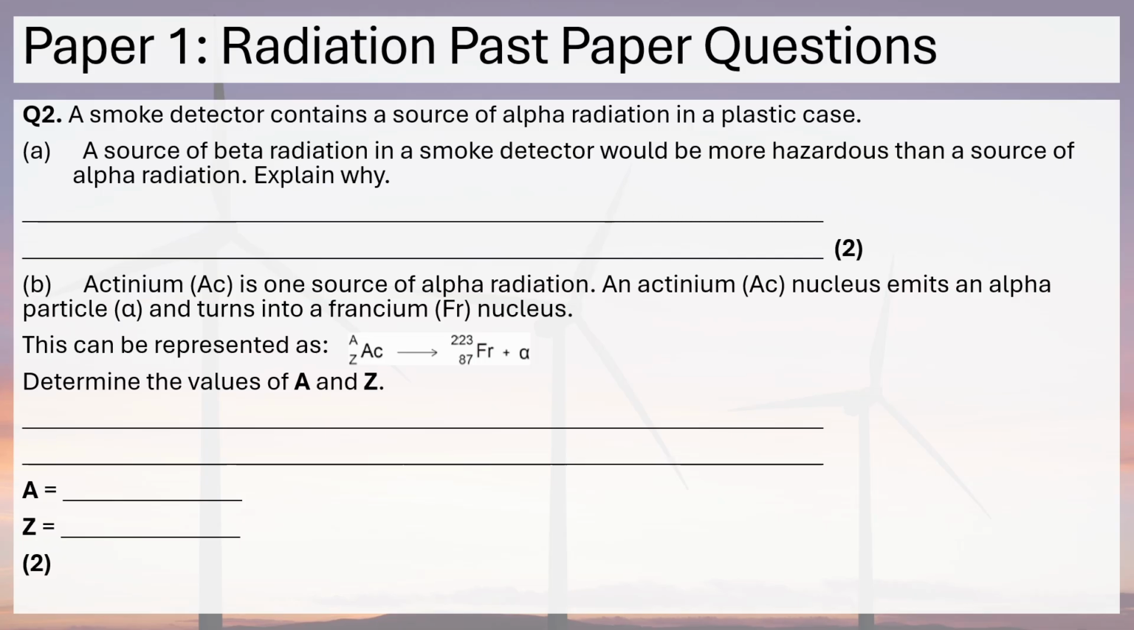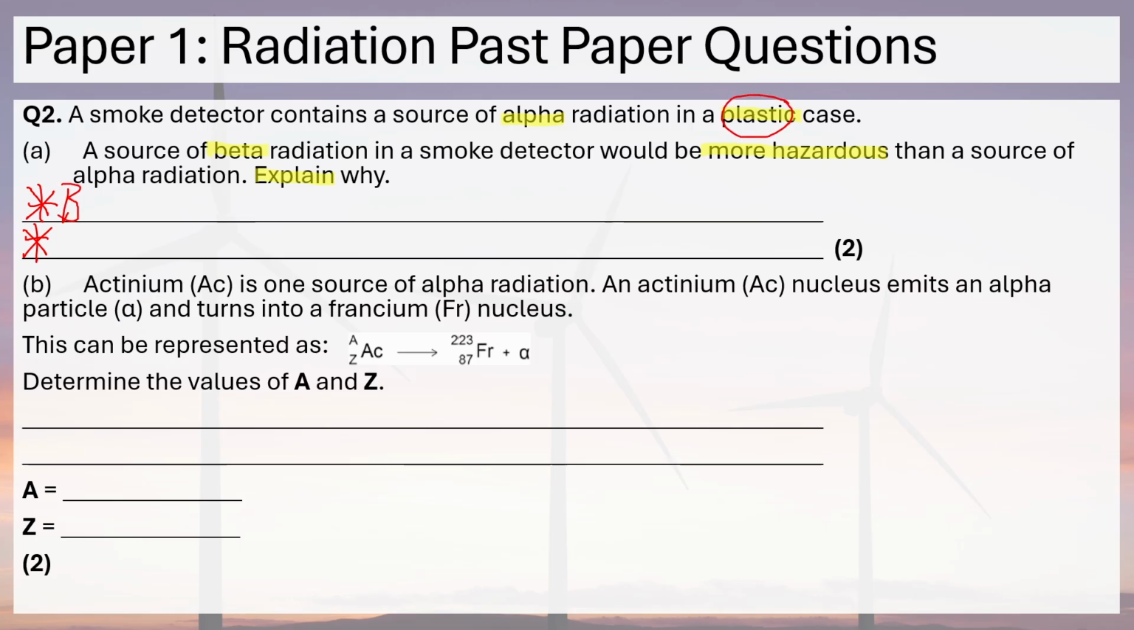Question 2. So a smoke detector contains a source of alpha radiation in a plastic case. A source of beta radiation would be more hazardous than alpha. Explain why. So I've got 2 marks for my question, so I'm going to give myself 2 bullet points. And I need to think about why beta is more hazardous than alpha. So what's a property of beta that makes it more hazardous? And I'm going to use the plastic case as a bit of a hint here.